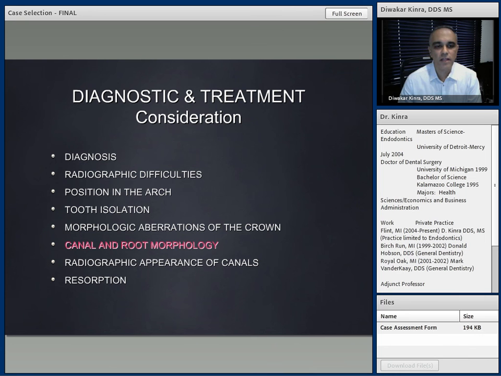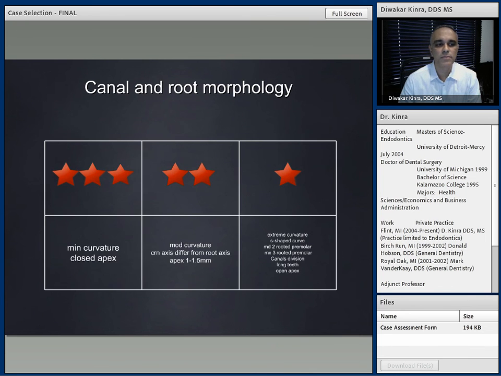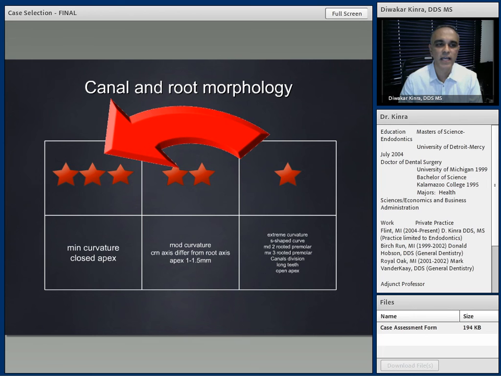Canal and root morphology. Okay? The first part is just about recognizing the canal and root morphology. Again, our 3-star patients are ones that have minimal curvatures or closed apices. But as we get a little bit more challenging, such as an S-shaped curve or an extreme curve or multiple canals or multiple rooted teeth, or long teeth, or teeth that have canal divisions, these become more challenging. And the first point I'm trying to make is, how do we understand this? Is by just recognizing that.